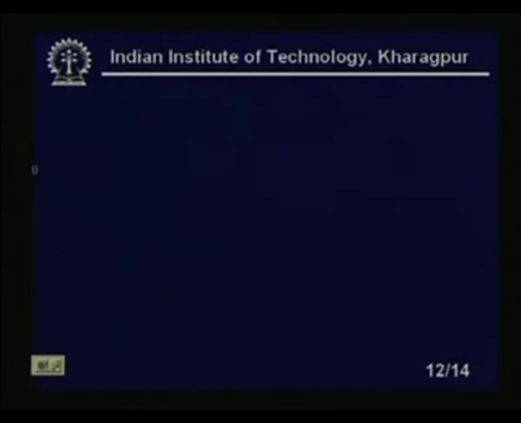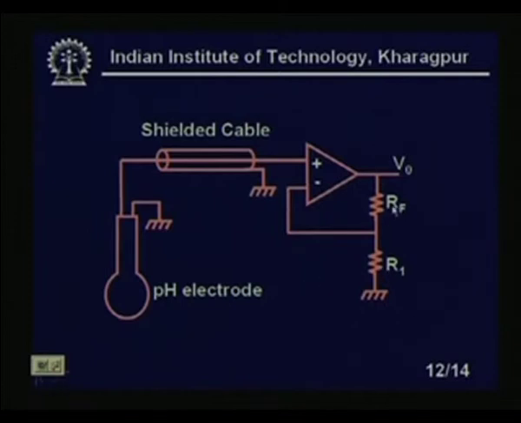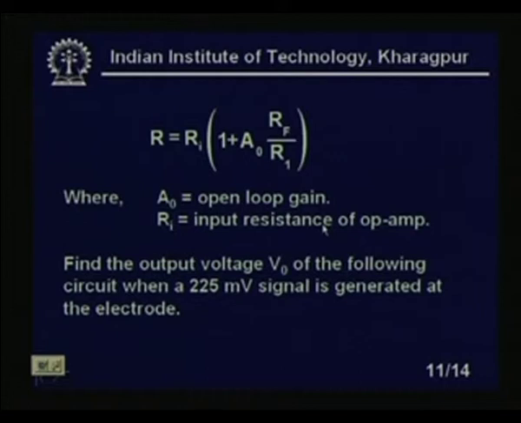Let us look at the circuit once again. R1, Rf. R equal to Ri times 1 plus A naught Rf by R1. A naught is the open loop gain and Ri is the input resistance of the op amp. Find the output voltage V naught of the following circuit when a 225 millivolt signal is generated at the electrode.